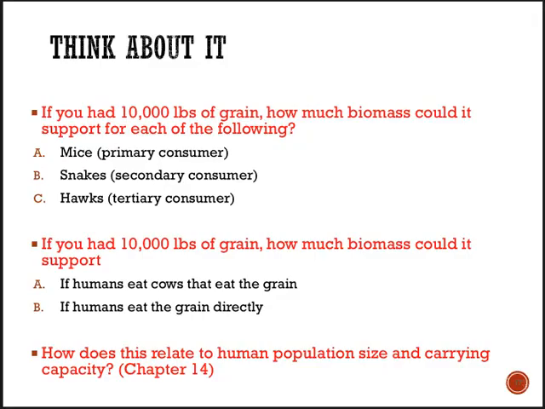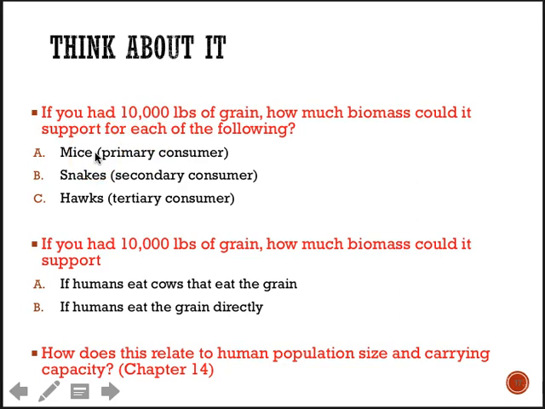So here's a few things for you to think about. If you have 10,000 pounds of grain, 10,000 pounds of corn or wheat or something along those lines, how much biomass could it support for each of the following? How much biomass could it support of mice if you're only feeding that grain to mice? Following the 10% rule, instead of 10,000 pounds, it's going to be 1,000 pounds of mice.